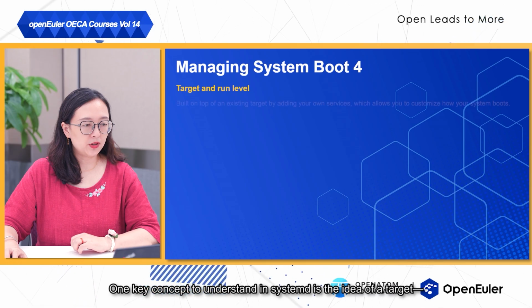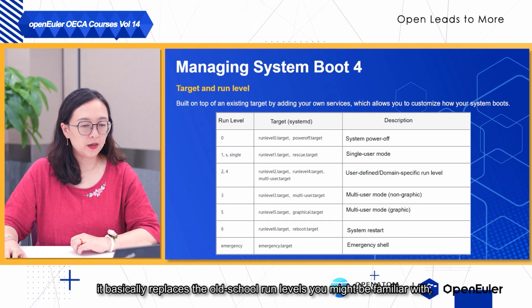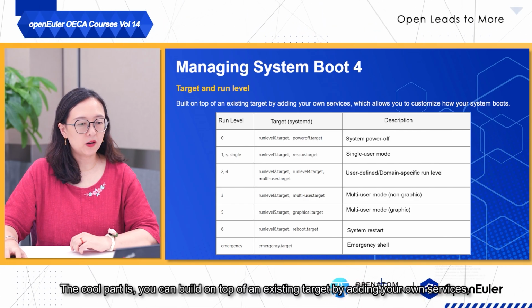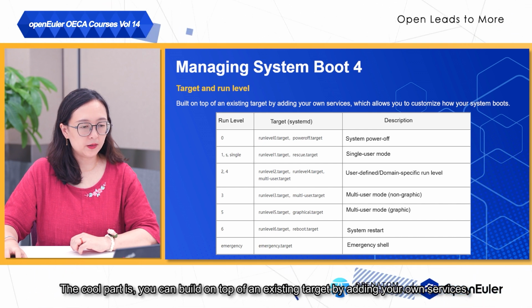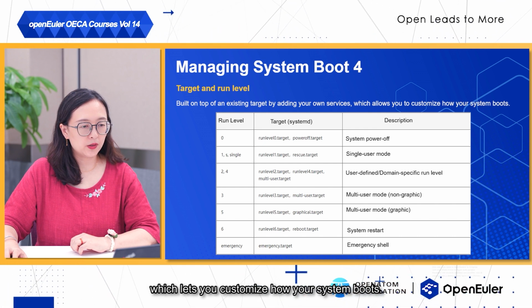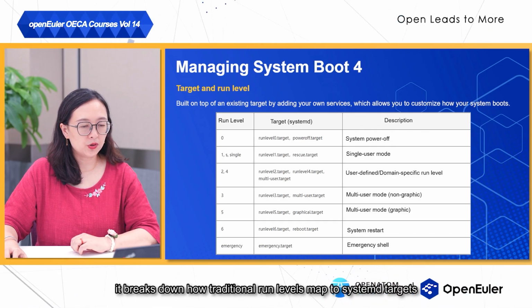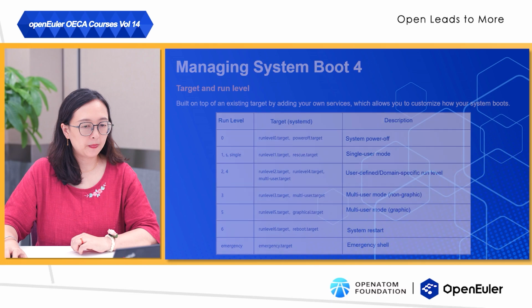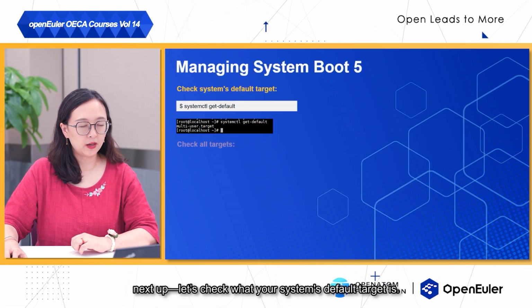One key concept to understand in systemd is the idea of a target. It basically replaces the old school run levels you might be familiar with. The cool part is you can build on top of an existing target by adding your own services, which lets you customize how your system boots. Take a look at the table here. It breaks down how traditional run levels map to systemd targets and gives you a quick rundown of what each one does. Next up, let's check what your system's default target is.